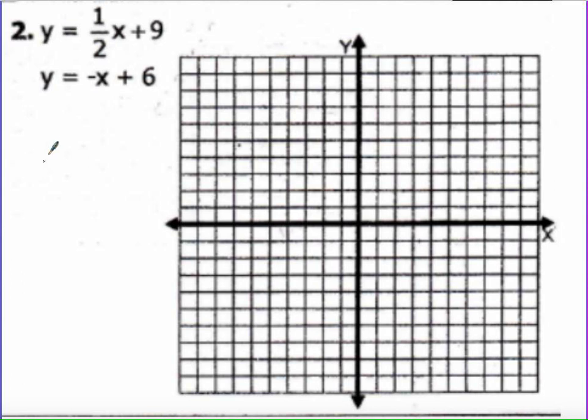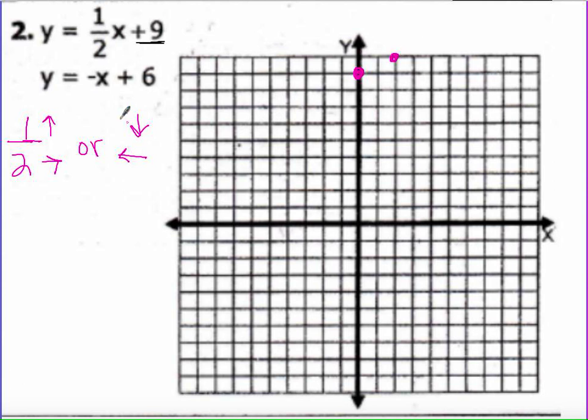So this one's still in slope-intercept form, still starting at the y-intercept. Don't have to rearrange. I'm going to start at 9. So 1, 2, 3, 4, 5, 6, 7, 8, 9. Put a dot. My slope's a positive 1/2. So 1/2 positive means I can go up 1 and right 2, or I can go down 1 and back 2. So if I go up 1 and right 2, I'm out of graph.